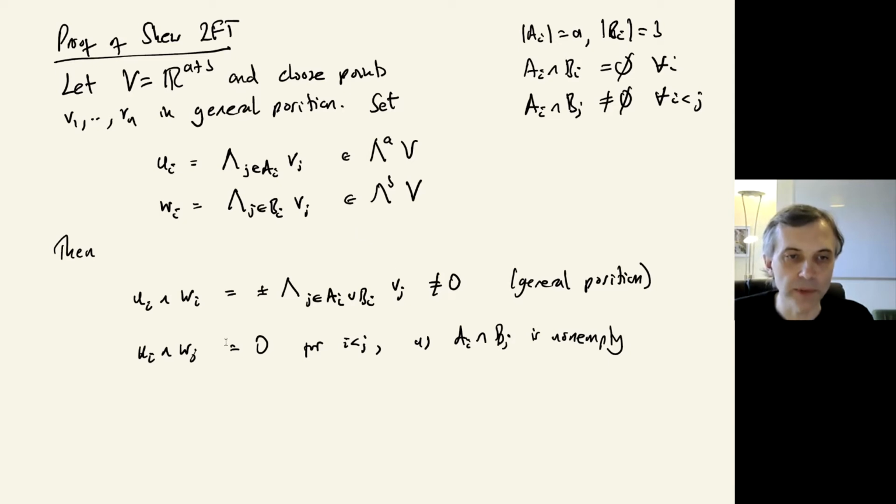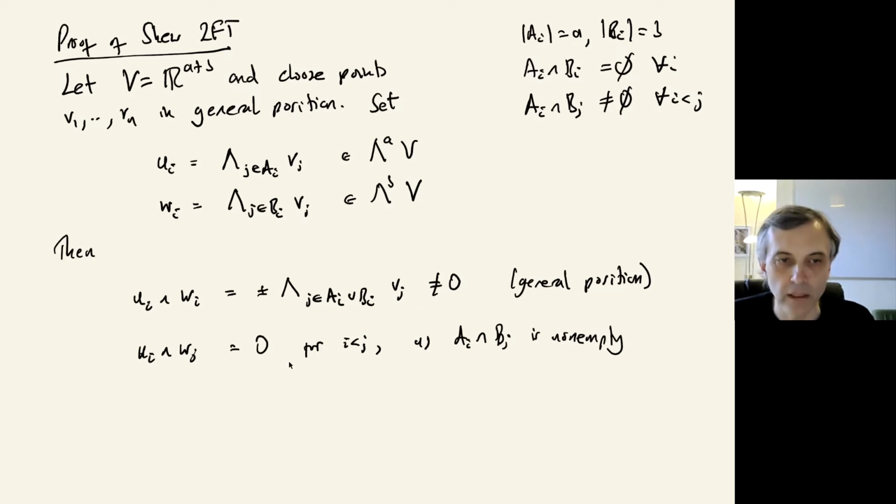What about the wedges between them? If I wedge together ui and wi, so vectors corresponding to a pair, then up to a plus or minus sign that comes from the reordering, I'm wedging together everything in Ai union Bi. So that's a plus b vectors in total. Again, general position tells me that they are linearly independent, so I've got a linearly independent set of a plus b vectors, and I get something non-zero when I wedge them together.